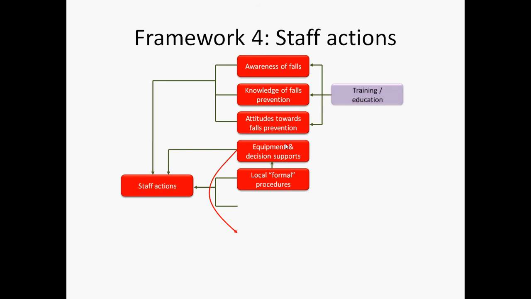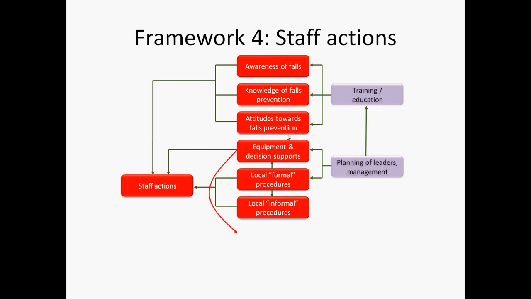Other local formal procedures may relate to when patients are toileted, the order in which patients are taken to a particular dining room or taken back from a particular dining room, may all impact on the rate of falls in a particular location. To change formal procedures, you need the input of leaders and management who have the authority to be able to change these procedures. So when looking for strategies to try and enhance staff actions that can be related to the provision of equipment, decision supports, or following of formalised procedures, you'll need to get the leadership of a particular ward on board to be able to make changes in these areas.